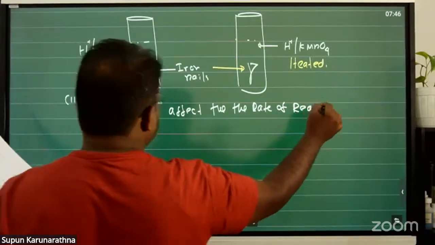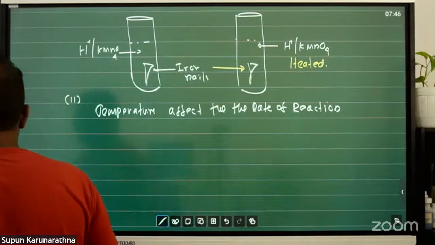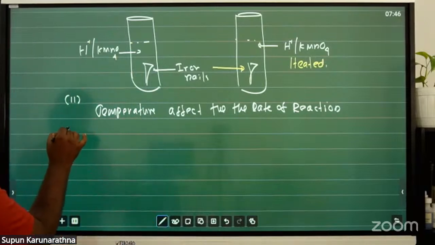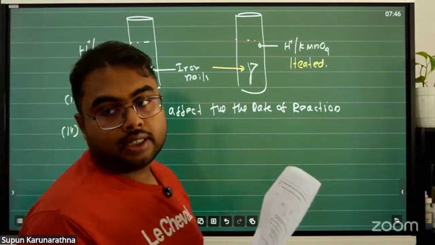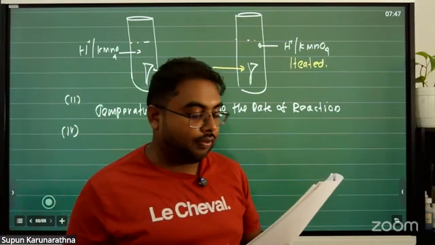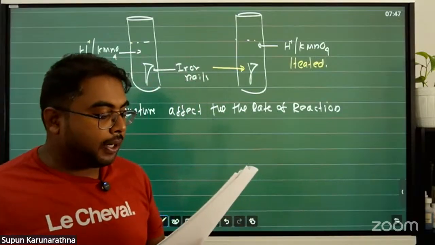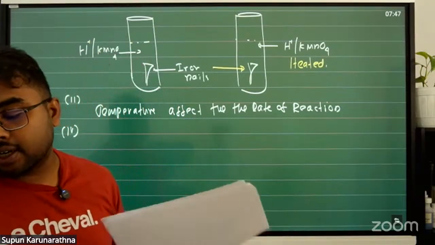When you are writing the answer, a very important thing is that you write the key points. What things should be included in your answer? Here the temperature affects the rate of reaction. Now, the expected results in this activity. So what are the expected results?